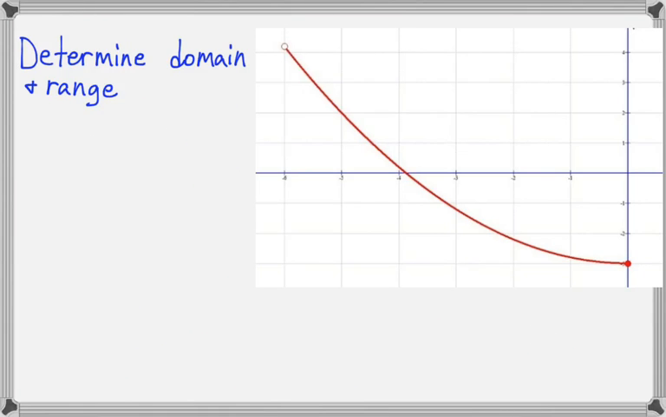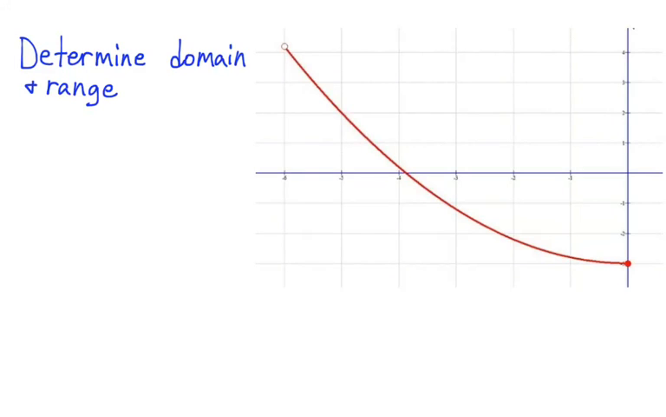Okay, let's determine domain and range. So the first thing I'm going to do for domain is look at the graph and find the furthest left x value and then the furthest right x value. And I see that the furthest left the graph goes is to -6, but I see this open circle here, which means that -6 is not actually included in the domain.